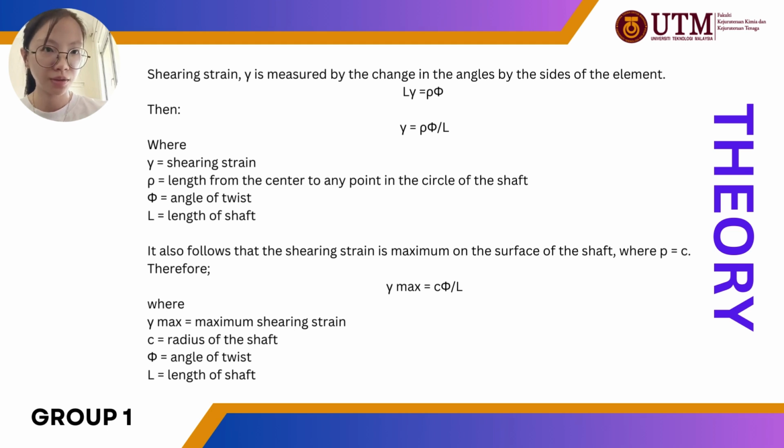I will present about the theory. Shearing strain gamma is measured by the change in the angles by the side of the elements. Length of shaft multiplied by shearing strain equals the length from the center to any point in the circle of the shaft multiplied by angle of twist. Then we rearrange to determine the shearing strain. It also follows that the shearing strain is maximum on the surface of the shaft, where the length from the center to any point in the circle of the shaft is equal to the radius of the shaft. Therefore, we know that maximum shearing strain is equal to the radius of the shaft multiplied by angle of twist, divided by length of shaft.